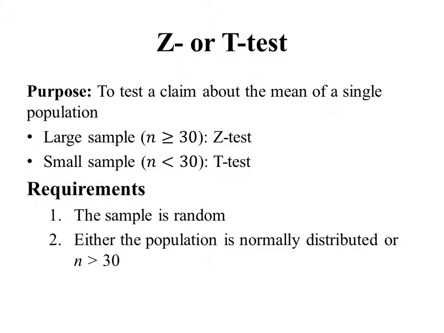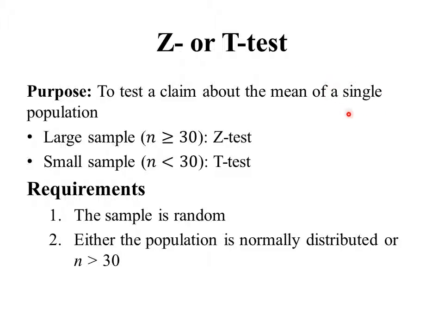Now again, the hypothesis test that we're using here, or there's actually two different hypothesis tests, and the book talks about the difference between them. One is called the z-test, and the other is called the t-test. The purpose of both of these tests is to test a claim about the mean of a single population.